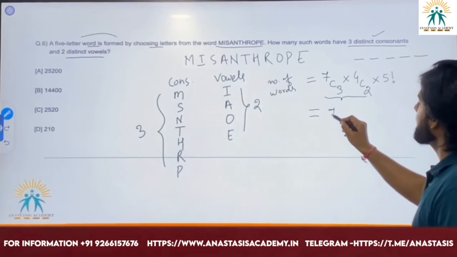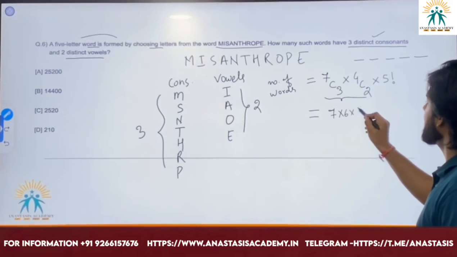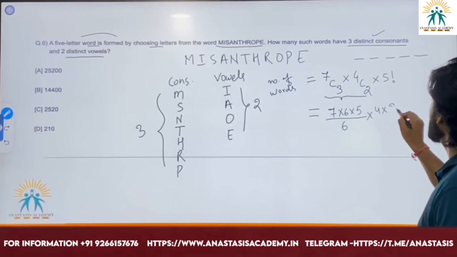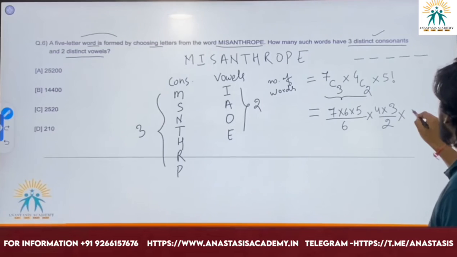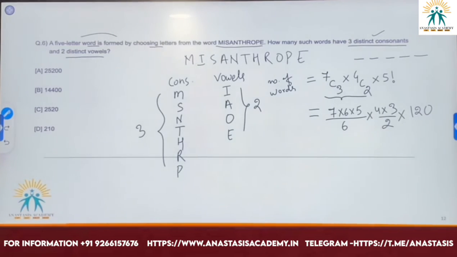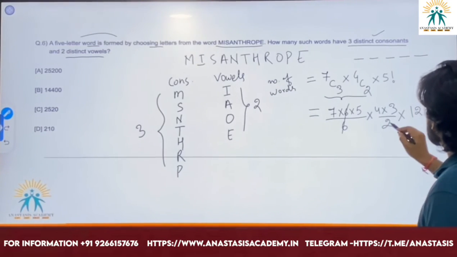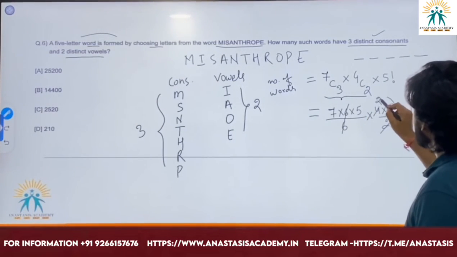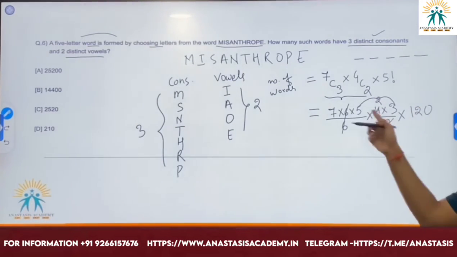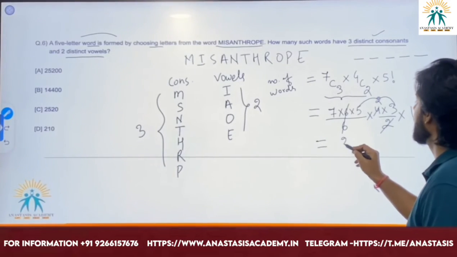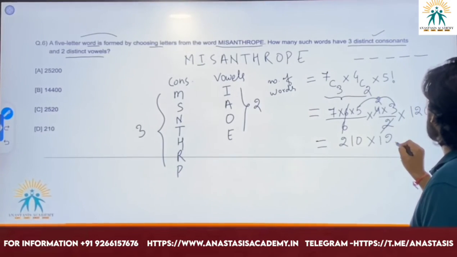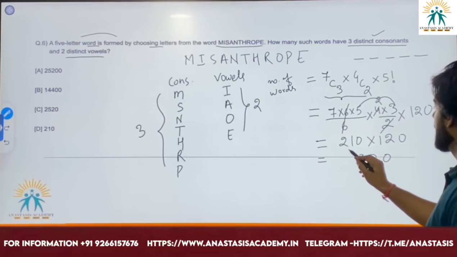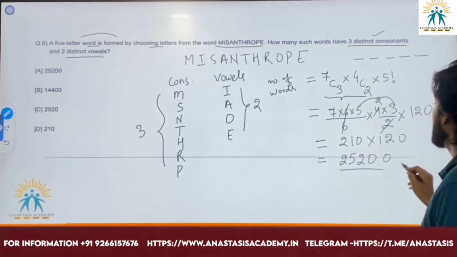It becomes 7C3, which is 7×6×5 divided by 3 factorial, that is 6, times 4C2, which is 4×3 by 2, and 5 factorial is 120. 6 gets cancelled. This is 2 times 6 and 5, 30, times 7, 210, times 120. It becomes 25,200.